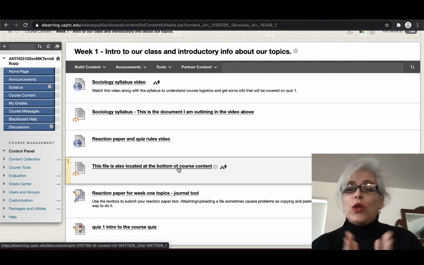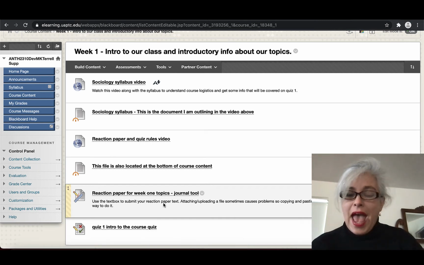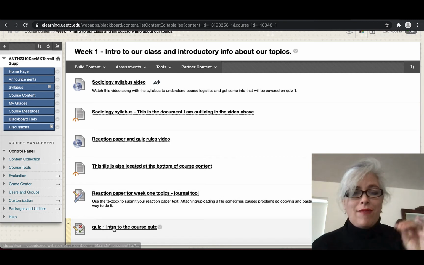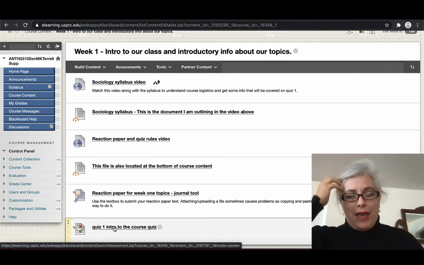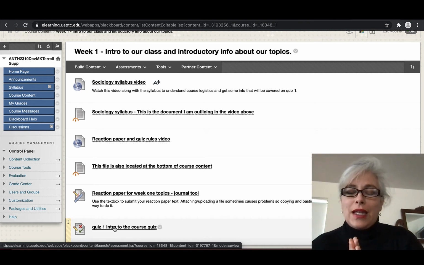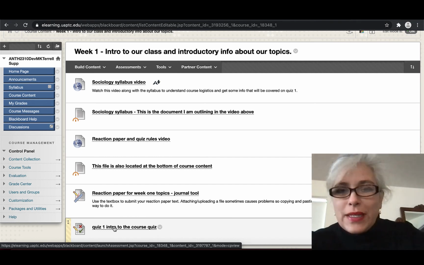Every single week we'll have a journal tool link that is your reaction paper, and it'll specify a due date. And every single week we'll have a quiz link that you can access as many times as you want and save your progress, but you must submit it by Sundays at midnight. Sorry, I said noon at first; correction, Sundays at midnight, okay?